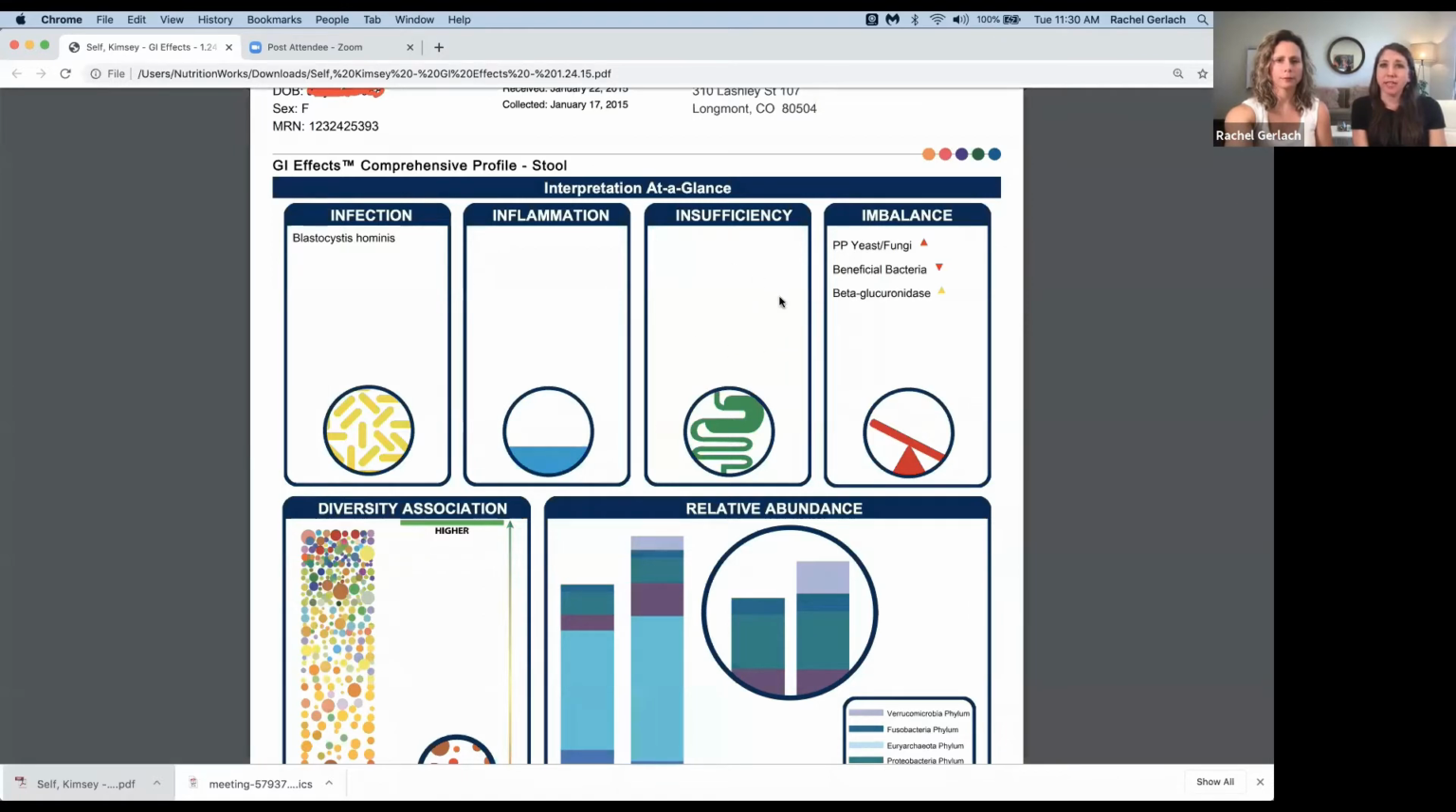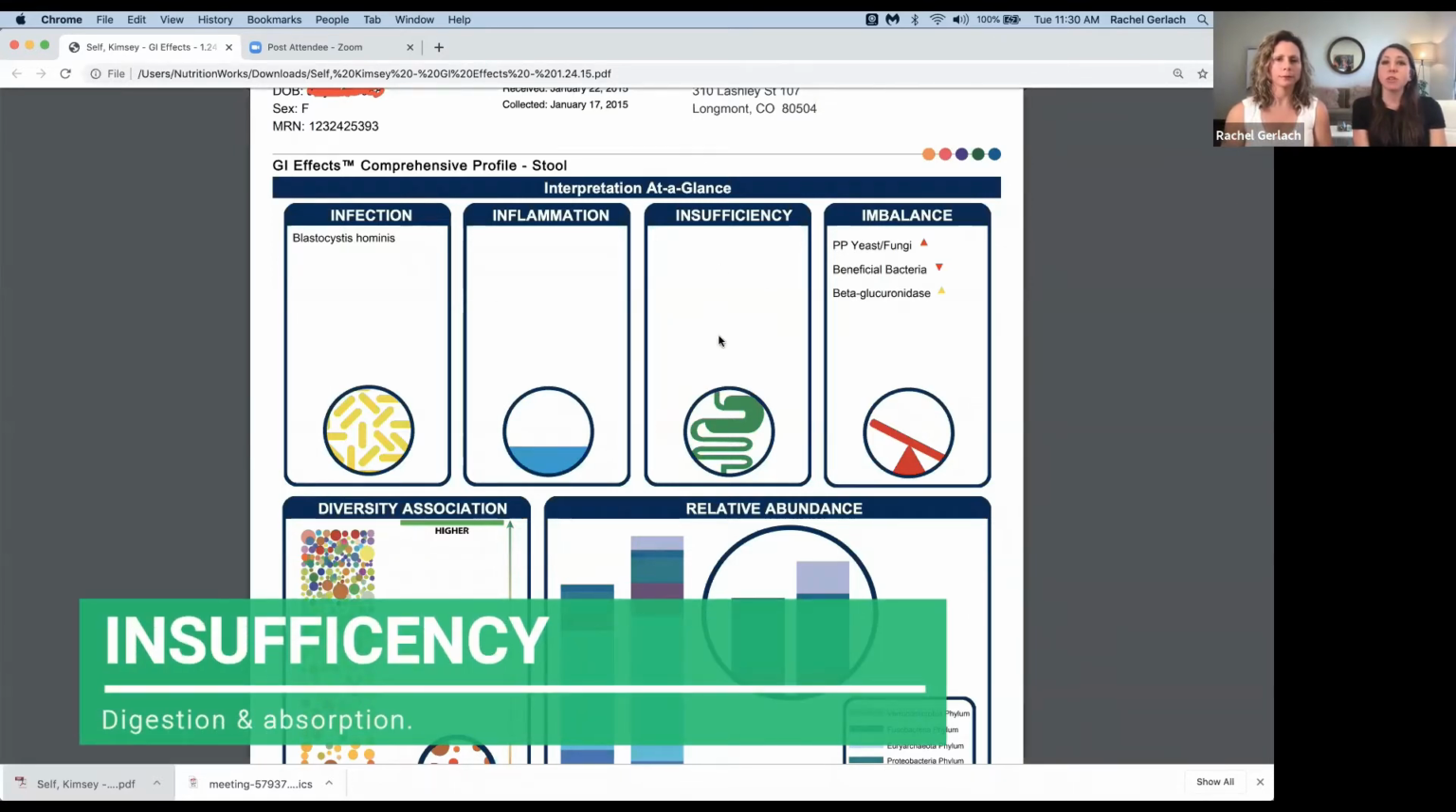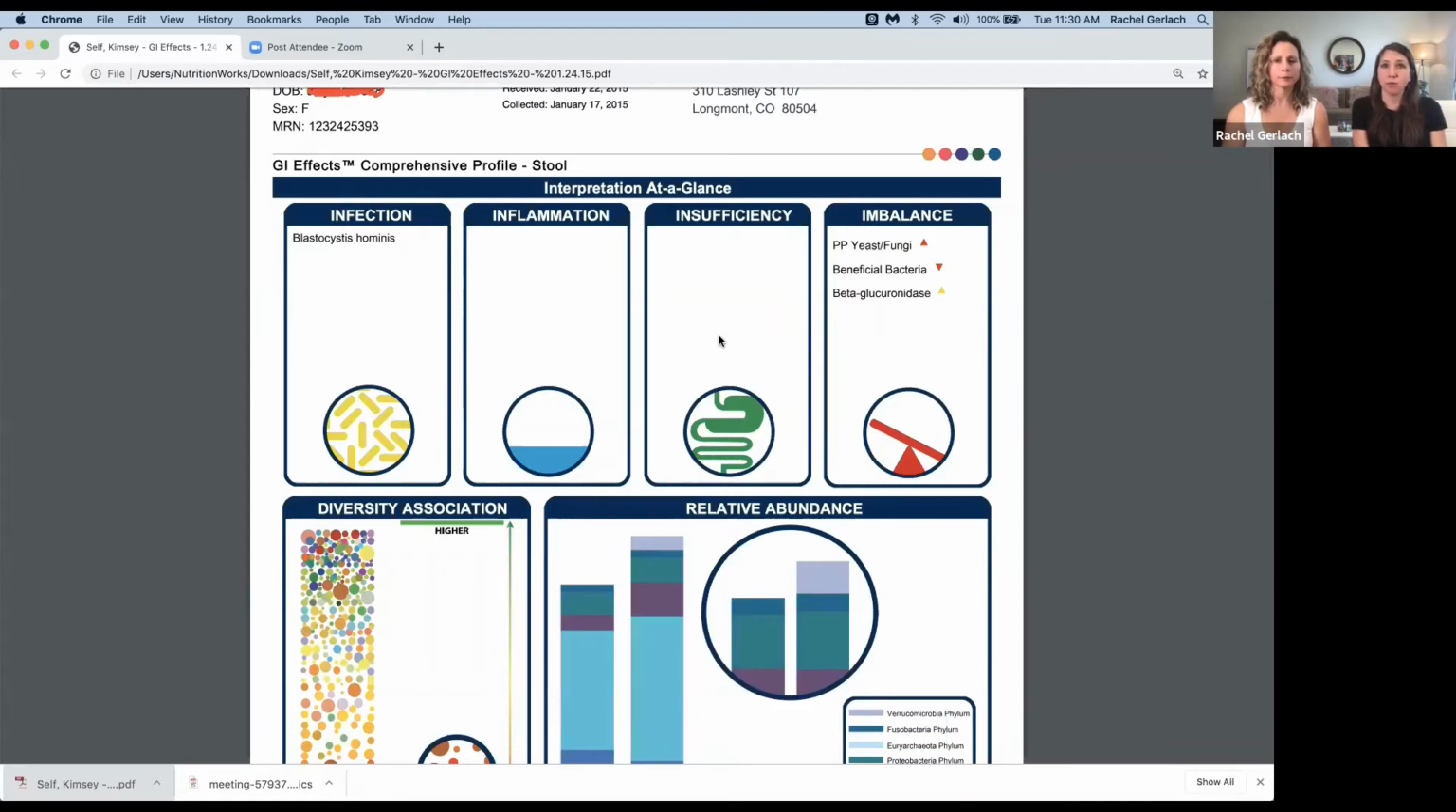Third section is insufficiency, and here we're looking at digestion and absorption. So how are you digesting and absorbing protein and fats largely, and we can get an idea of carbohydrates also. Here we're looking at hydrochloric acid production, stomach function, pancreatic enzymes, bile and gallbladder function, to give us a more thorough idea of digestion and absorption.